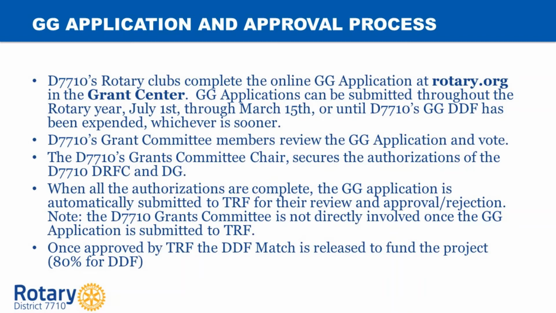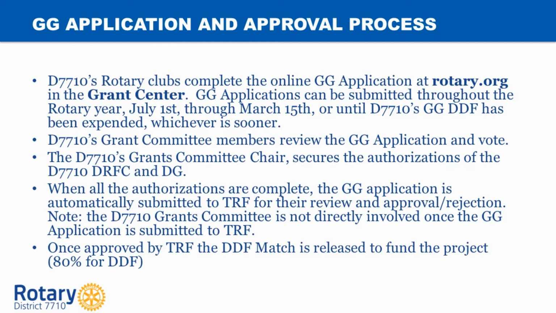After approval by the District Grants Committee, the Grants Committee Chair secures the authorizations of the District Rotary Foundation Chair and the District Governor. At this time, the DDF are tagged to the grant, and it is important to note that if the district's DDF have already been expended, processing of the grant will be delayed until the next Rotary year. Similarly, leaders from other districts that are involved in the global grant will have to authorize the grant.